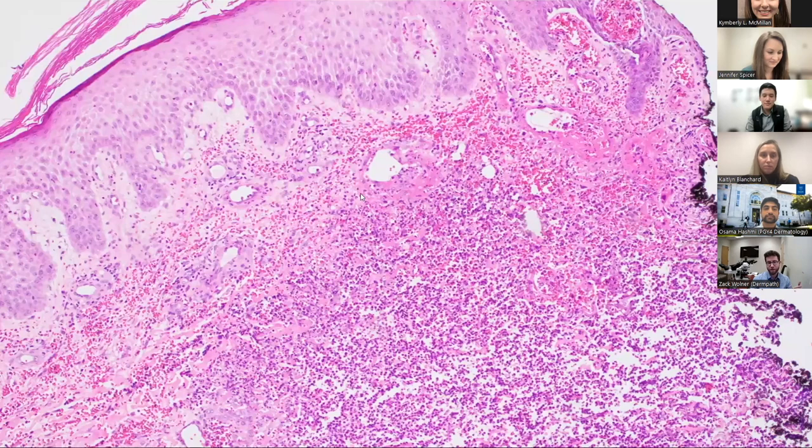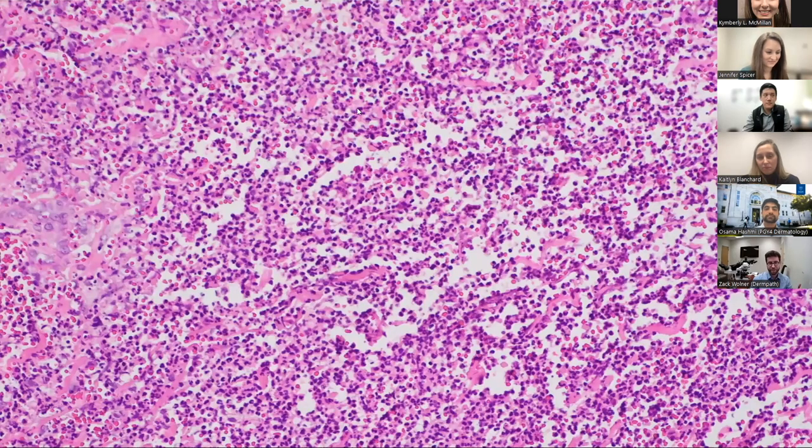On a little higher power, we can see there's some spaces between the keratinocytes, so there's some edema, and then this dense neutrophilic infiltrate here. And even on higher power, we can just see more of those neutrophils. There are some lymphocytes and some histiocytes here as well.